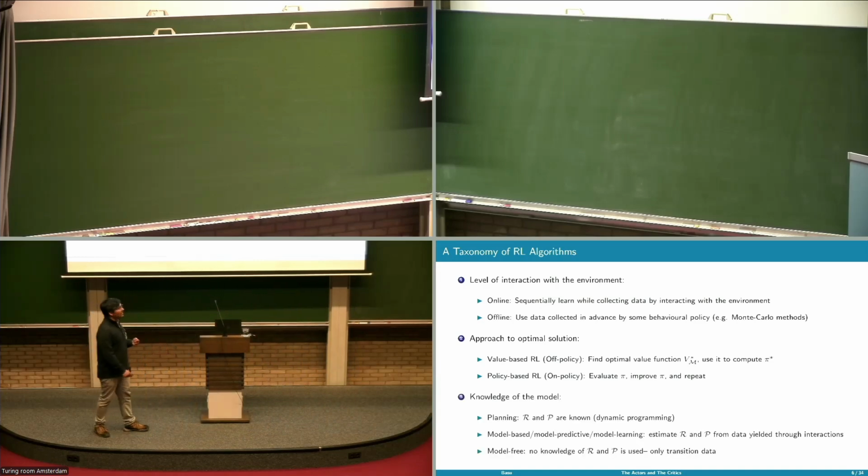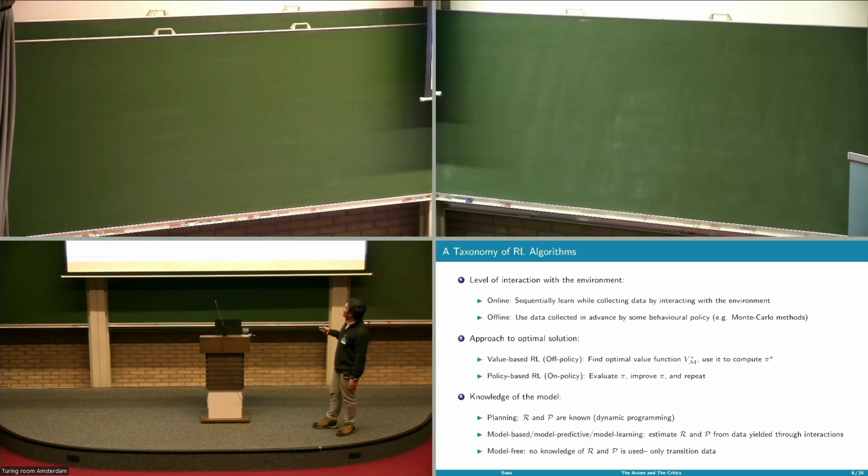And finally, the knowledge of the model. So what do you assume you know about the environment when you are trying to find the policy? First, like what we have seen in planning, if you want to really do dynamic programming, you assume the reward functions and the transition functions are known. And then on top of that, you want to find the optimal policy, you want to plan well. But in reality, obviously, you don't know these reward and transition functions beforehand.